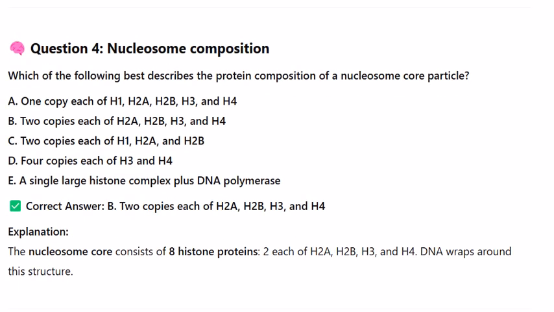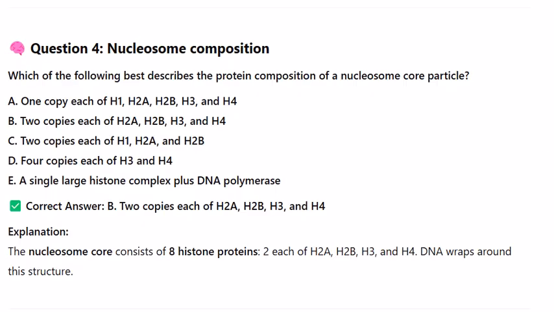Question 4. Nucleosome composition. Which of the following best describes the protein composition of a nucleosome core particle? A. One copy each of H1, H2A, H2B, H3, and H4. B. Two copies each of H2A, H2B, H3, and H4. C. Two copies each of H1, H2A, and H2B. D. Four copies each of H3 and H4. E. A single large histone complex plus DNA polymerase. Correct answer: B. Two copies each of H2A, H2B, H3, and H4. Explanation: the nucleosome core consists of 8 histone proteins, 2 each of H2A, H2B, H3, and H4. DNA wraps around this structure.